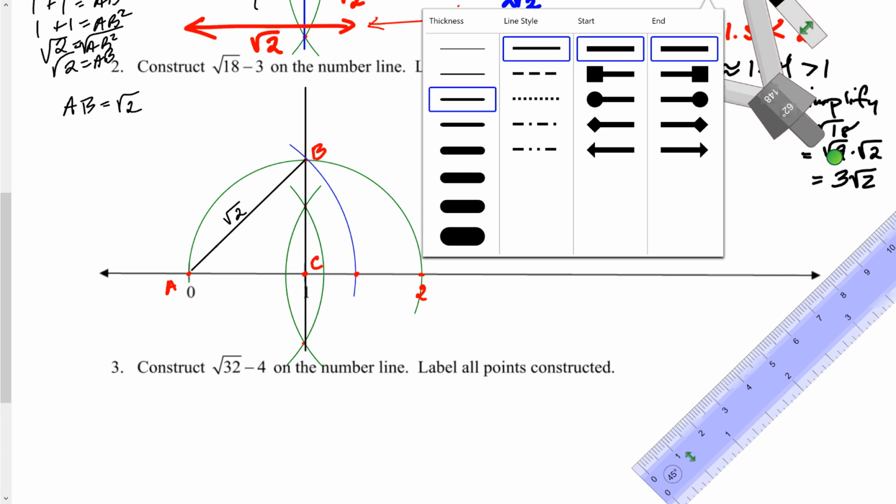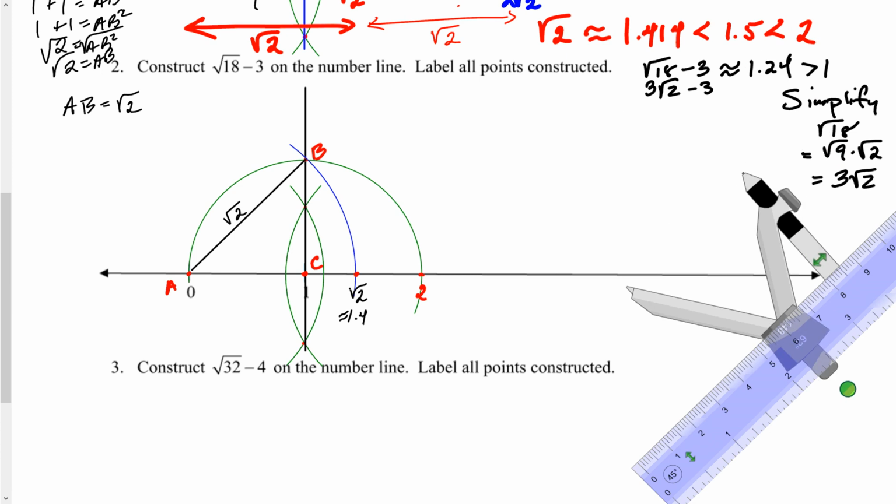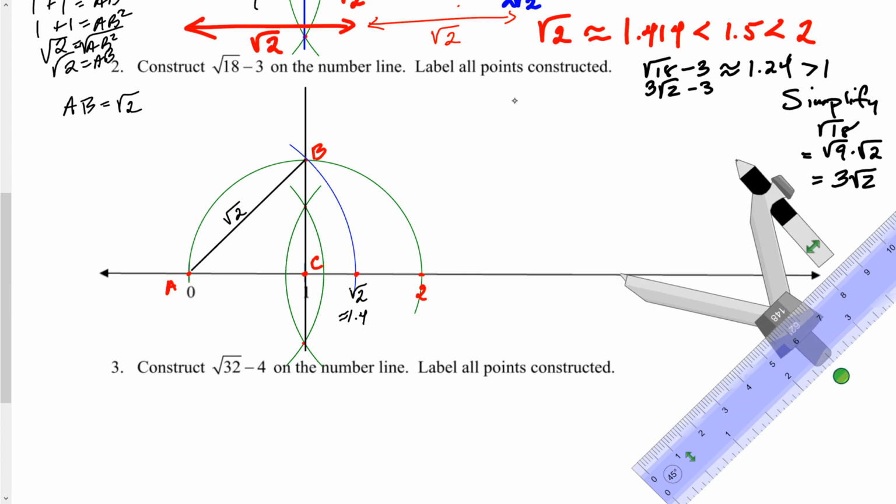Okay, so right here, let's label the square root of 2. Remember, that's about 1.4. That's an approximate equal sign right there. And notice it's a little bit less than 1.5 units, so my construction is accurate. It makes sense because root 2 is about 1.4, which is less than 1.5, obviously. So it should be less than half the distance between 1 and 2. Keep that in mind.